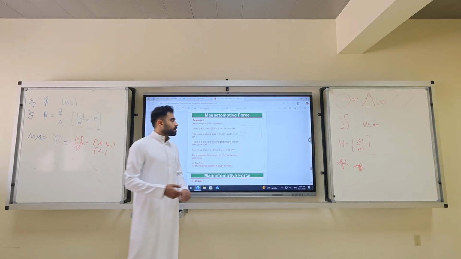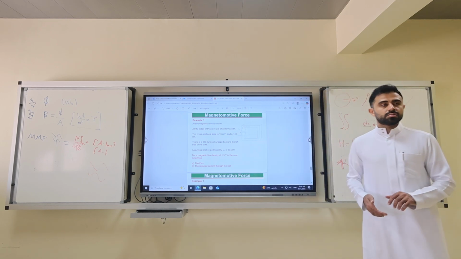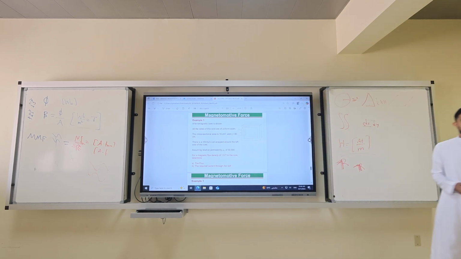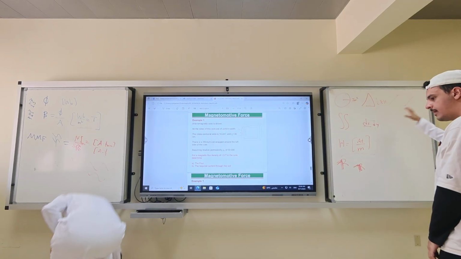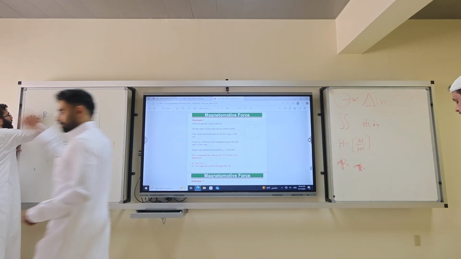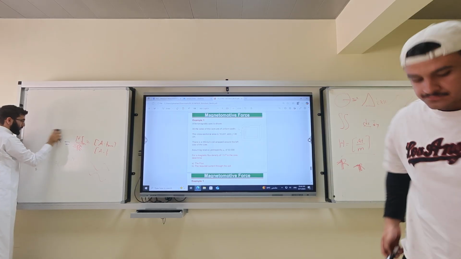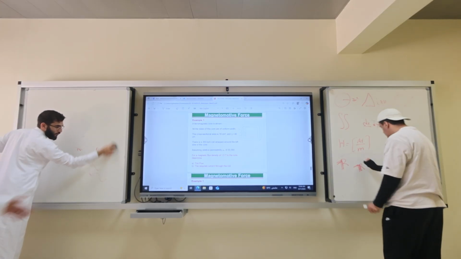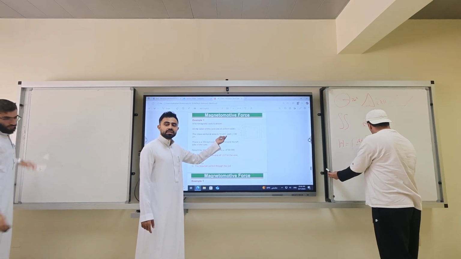Please erase the board and I'm going to ask you questions. Task number 1, tell me what is given with symbols. What is task number 1? Task number 1, tell me what are the quantities given. For example, what is 16 centimeters square?